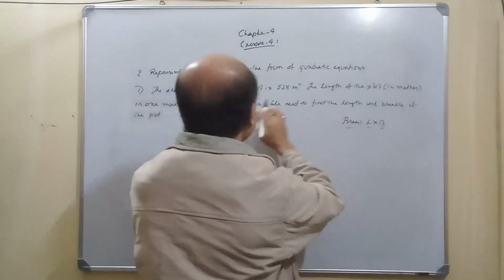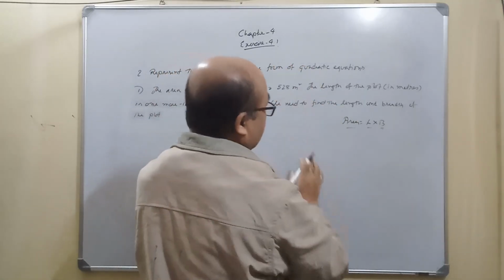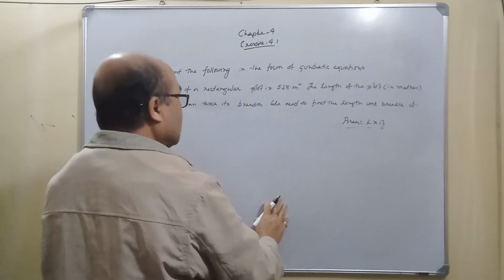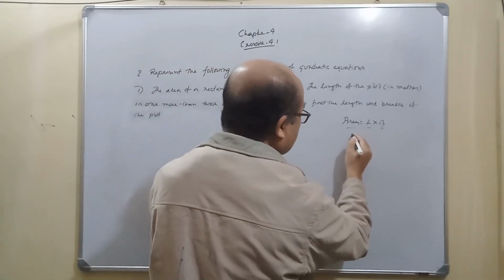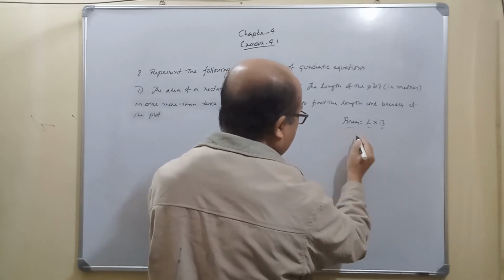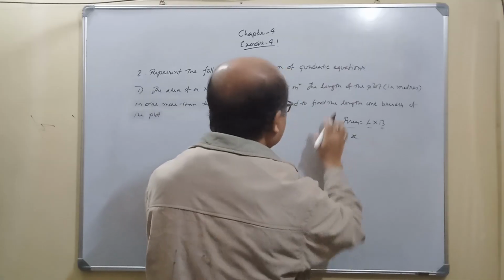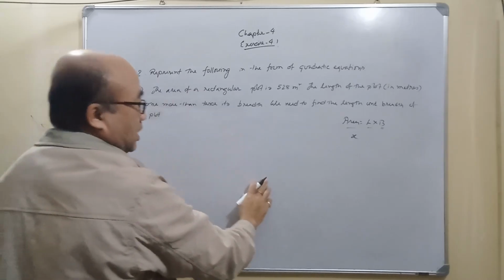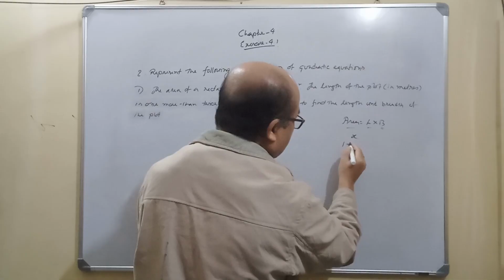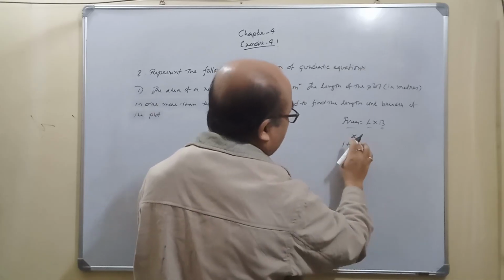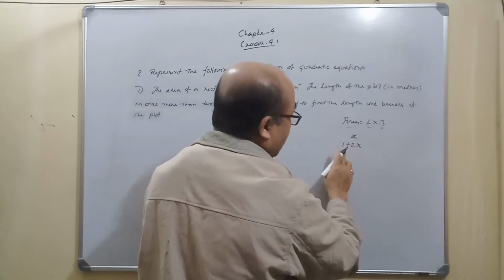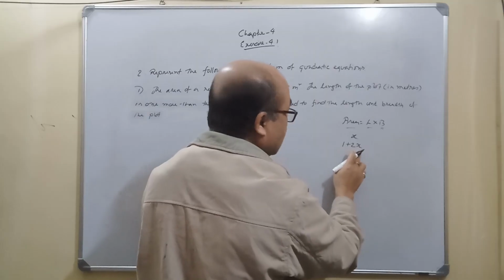Here the area is 528 square meters. Suppose the breadth is x. Then the length of the plot in meters is 1 more than twice its breadth. If x is the breadth, then length is 1 more than twice the breadth. I am adding 1 to 2x. That is the condition given.